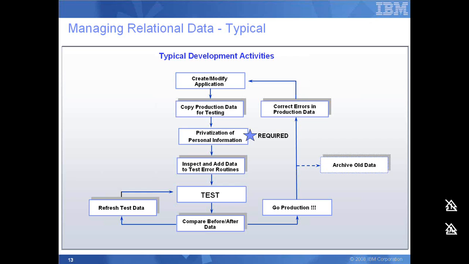Managing relational data. This is how a typical testing and QA environment would work. You create a modified application and you copy production data for testing. You privatize personal information, and this is now mandatory. You inspect and add data to test error routines. Then you do the actual test and QA processes, and you compare the before and after data to see what kind of differences have been made. You have an option of refreshing test data, and if you are satisfied with the test process, you deploy that in the production system.